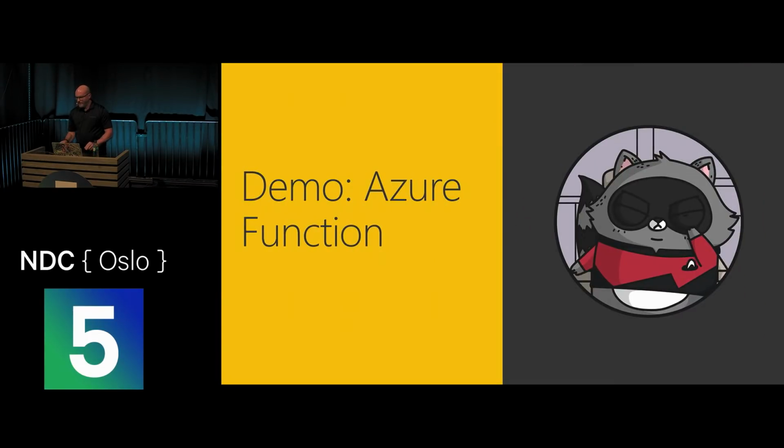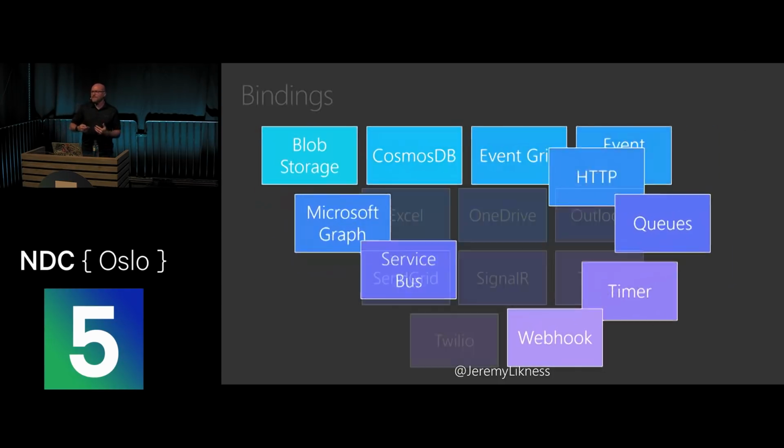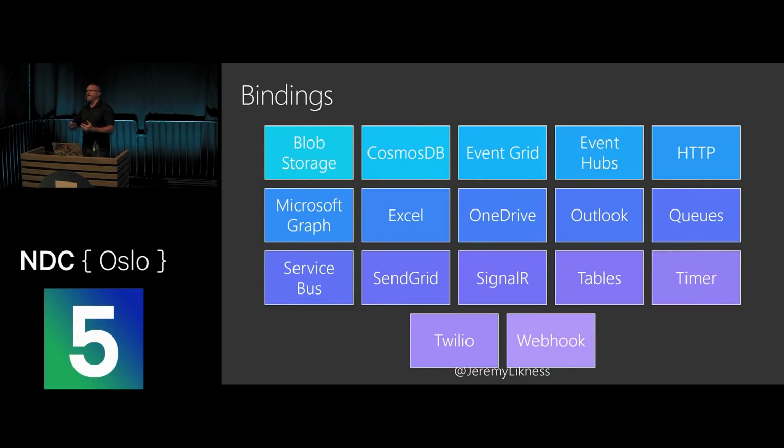So setting the stage for what I just showed you, the triggers that can invoke a function are many. These are not all the triggers. These are the most commonly used ones. The bindings that make it easy to work with code that you put your side effects into or update or manipulate are also many.